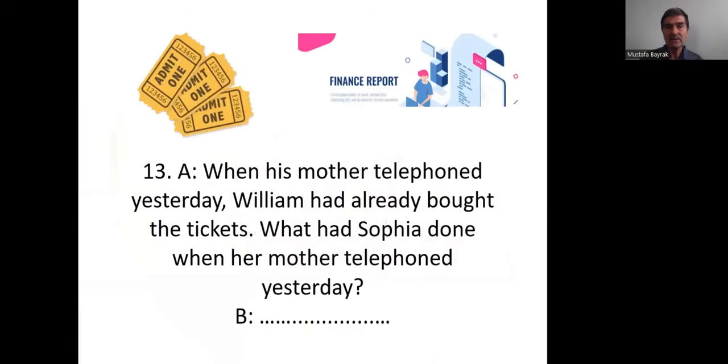When his mother telephoned yesterday, William had already bought the tickets. What had Sophia done when her mother telephoned yesterday? Sophia had written her thesis when her mother telephoned yesterday. Something like this. The thousands of sentences you may make. Sophia had found her wallet when her mother telephoned yesterday.